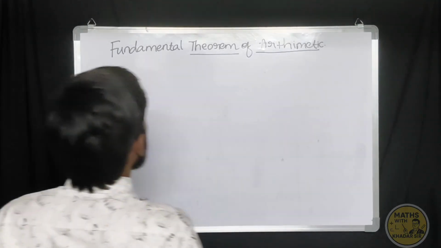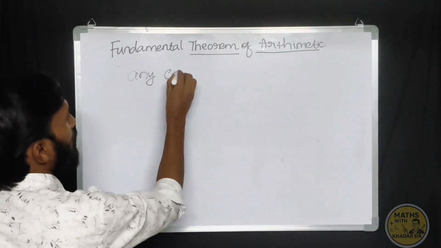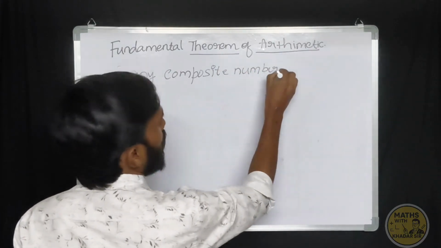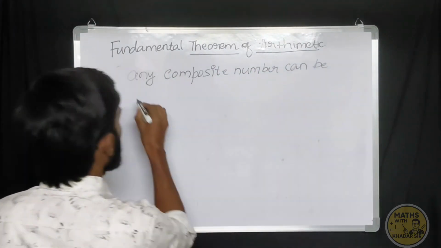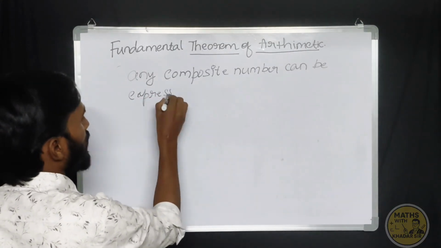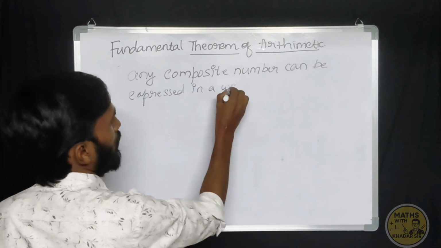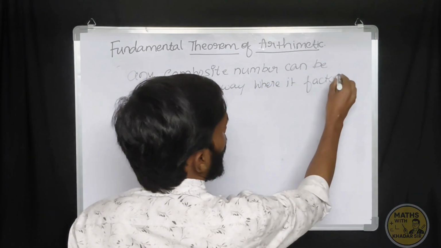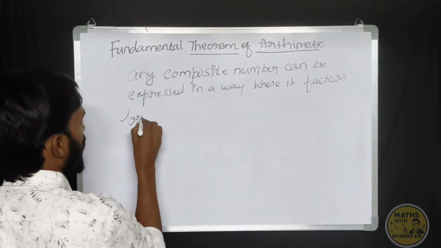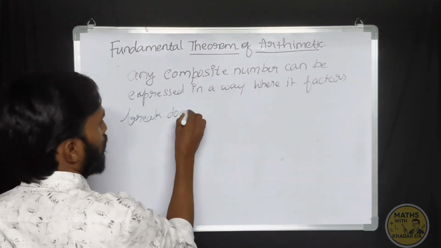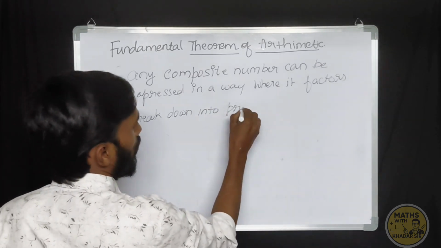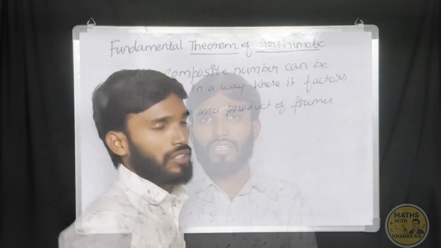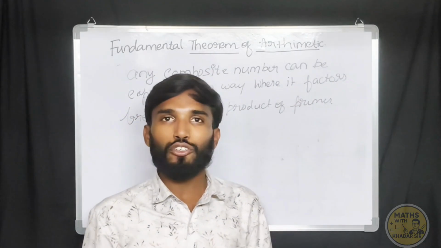Nothing but any composite number can be expressed in a way where its factors break down into product of primes. For a brief and neat explanation, I will explain with another example.